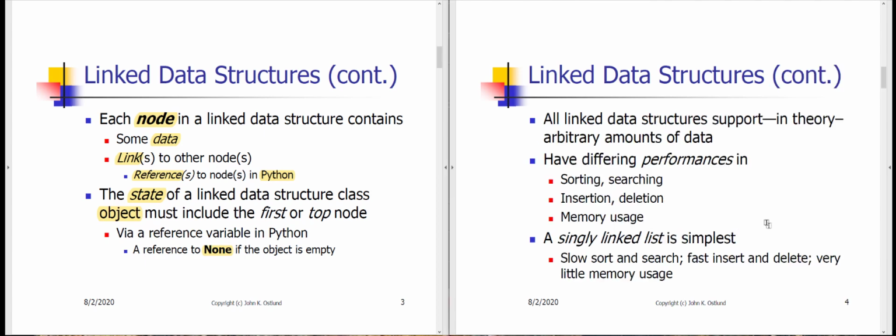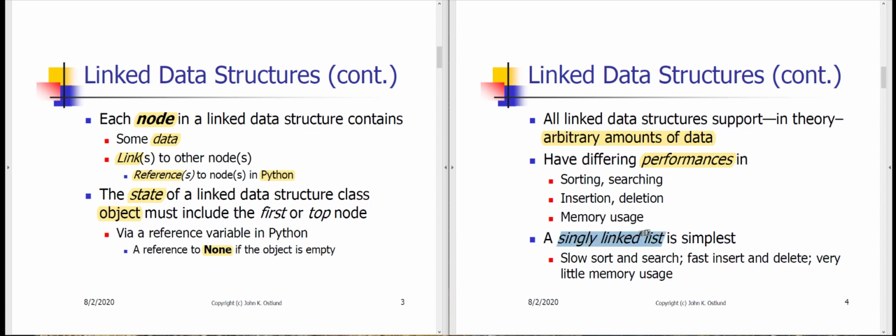One of the benefits of a linked data structure, as opposed to some fixed size data structure, which actually in Python we don't really have, is that a linked data structure can contain arbitrary amounts of data, of course up to the limits of what your computer can actually store in memory. And the difference between different types of linked data structures is in terms of the performance that they offer and the amount of space that they require. So some data structures are better than others at sorting or searching operations, at insertion and deletion operations, at using more or less amount of memory, and so forth.